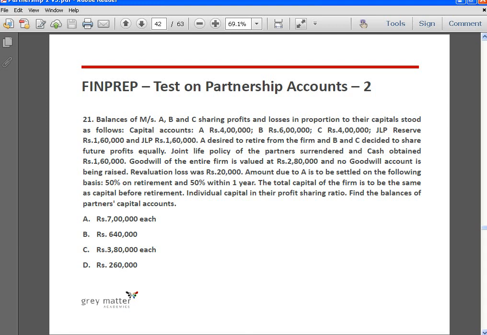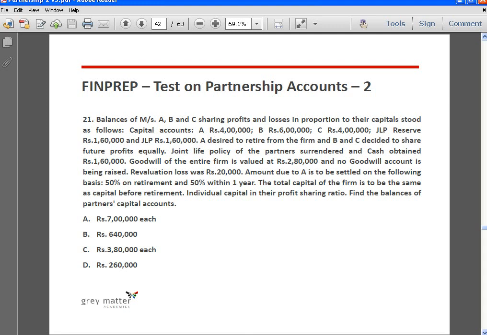Revaluation loss is rupees 20,000. Amount due to A is to be settled on the following basis: 50% on retirement and 50% within 1 year. Total capital of the firm is to be the same as capital before retirement. Individual capitals in their profit sharing ratio. Find the balances of partners' capital accounts.